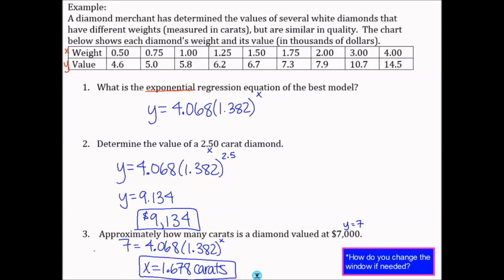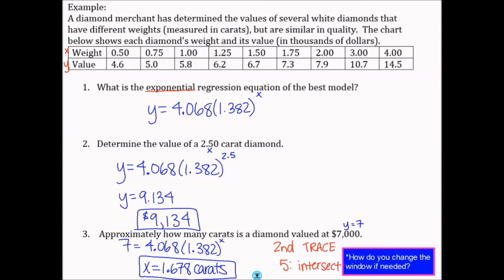And that makes sense with what we observed at the beginning. We estimated that it was going to be somewhere between 1.5 and 1.75 carats. So to do this, we did second, trace, and number 5, which is intersect.